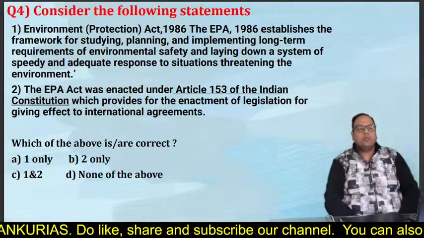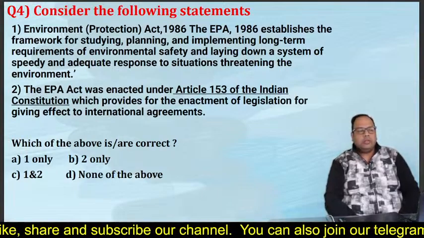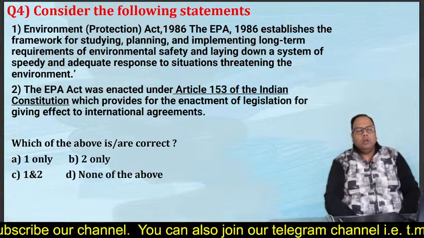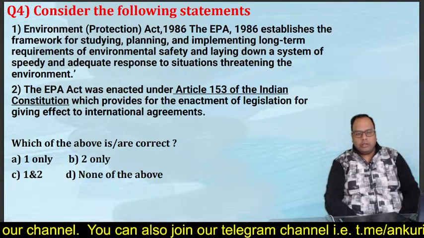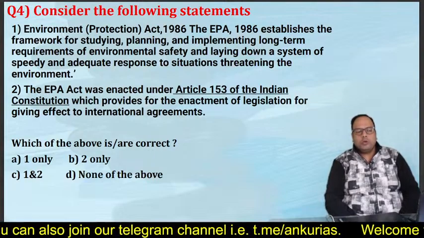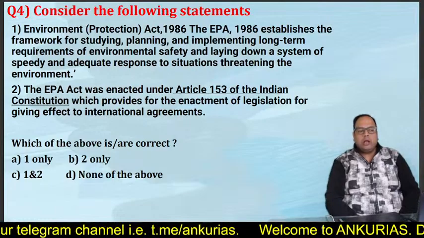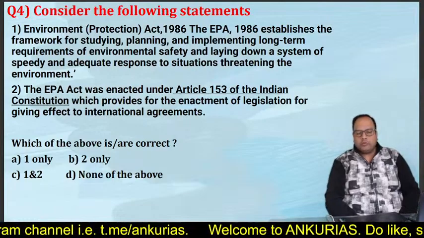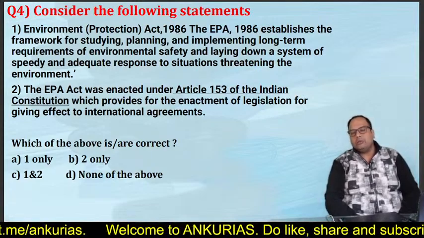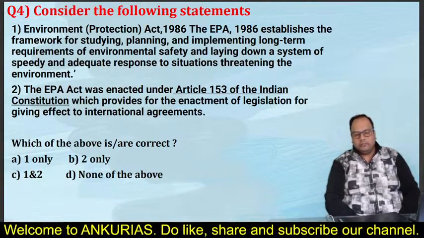Next question. Environment Protection Act, or the EPA 1986 establishes the framework for studying, planning and implementing long-term requirement of environmental safety and laying down a system of speedy and adequate response to situations threatening the environment. The EPA Act was enacted under Article 153 of the Indian Constitution, which provide for the enactment of legislation for giving effect to international agreements. Which of the above is or are correct?